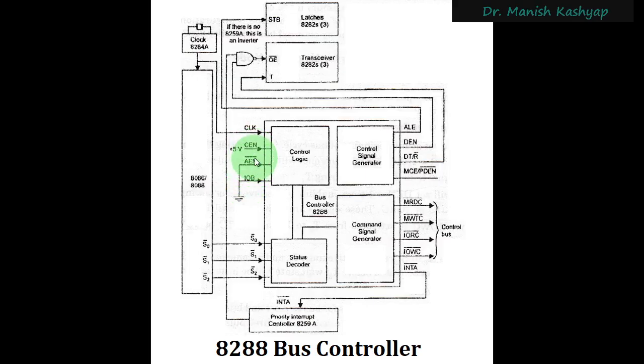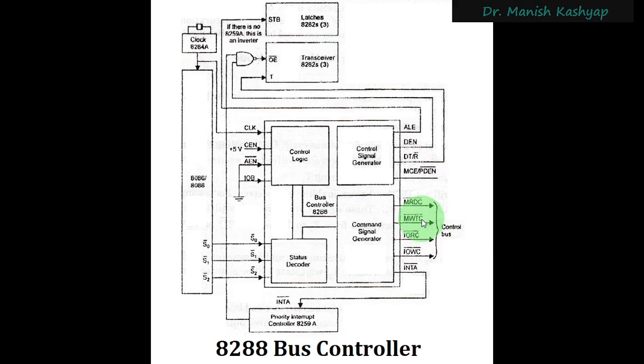What will AEN bar do? This AEN bar causes the 8288 to enable the memory control signals. We have seen this 8288 bus controller, so these memory control signals will be enabled; this acts as an enable for that. And when other processors are connected into this circuit and this AEN bar is enabled, these memory signals will be activated to deal with those processors, right?